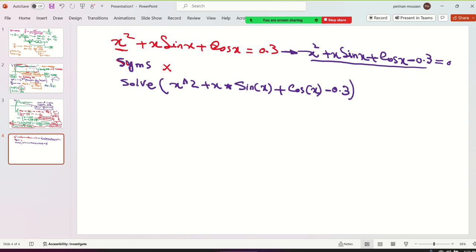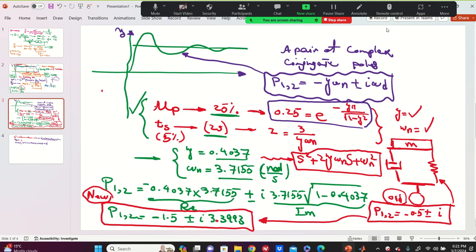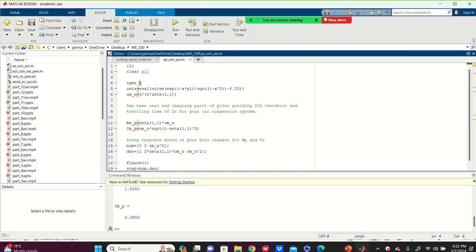You got it? So now exactly here, this is the equation. I just typed this minus 0.25. I'm taking it to the other side. So instead of zeta being said, I'm defining zeta as x. Solve exponential of minus x pi, meaning zeta pi divided by root square of 1 minus zeta square, minus 0.25.